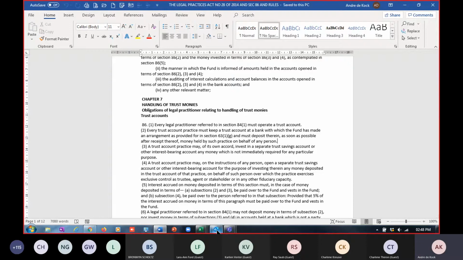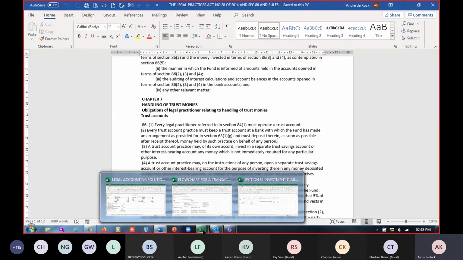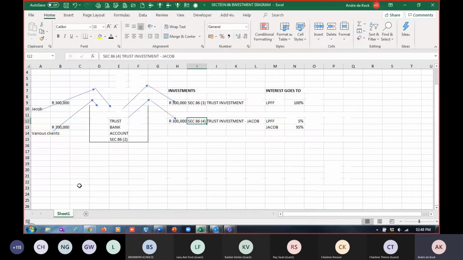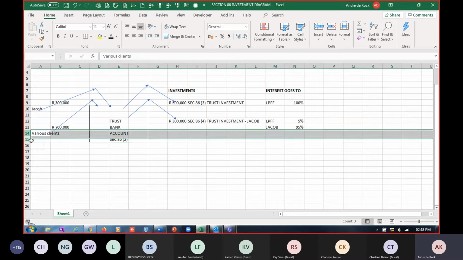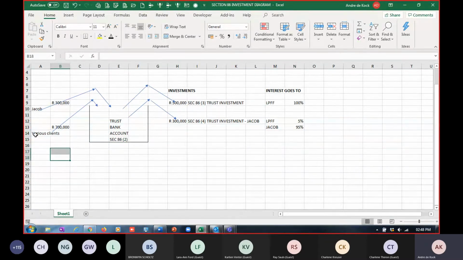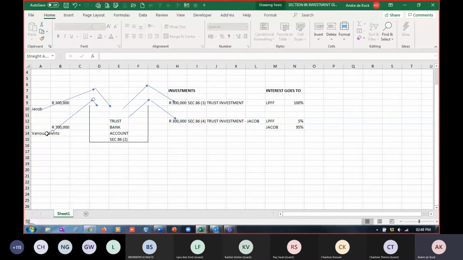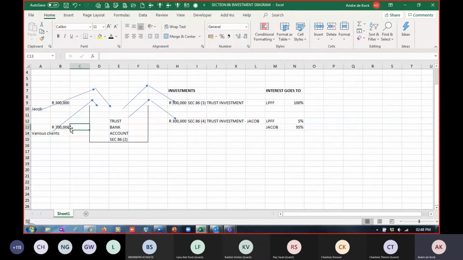So let's go have a look at what this looks like. Here you've got a trust, and here you've got a trust bank account, in terms of 86.2, the one that we've just read. Now all your various clients come, and they give you 700,000. What do you have to do? In terms of section 86.2, you've got to put it into the bank account.